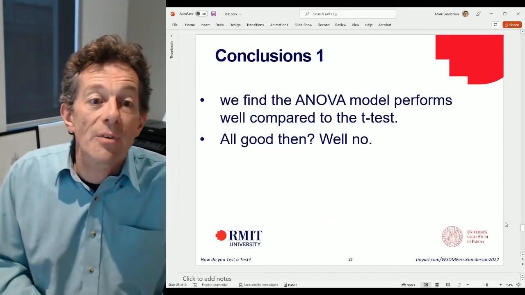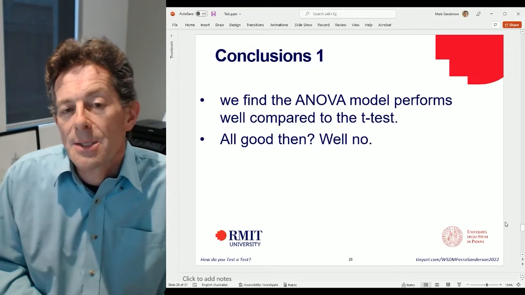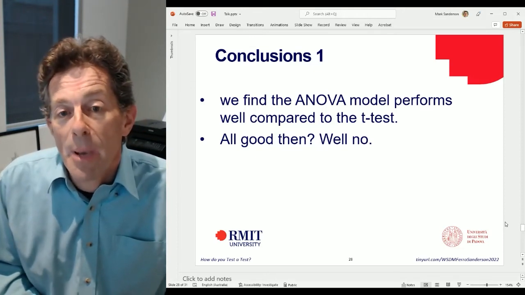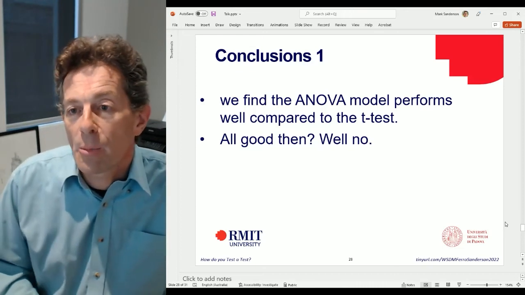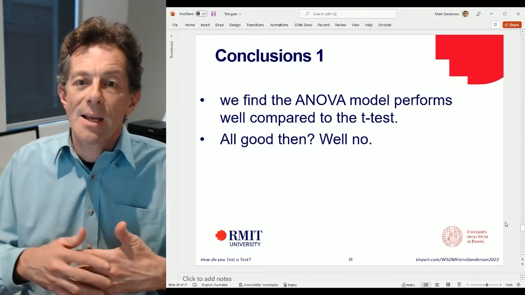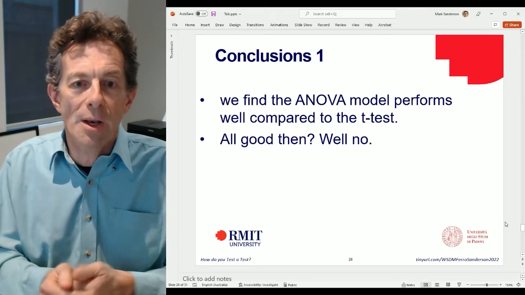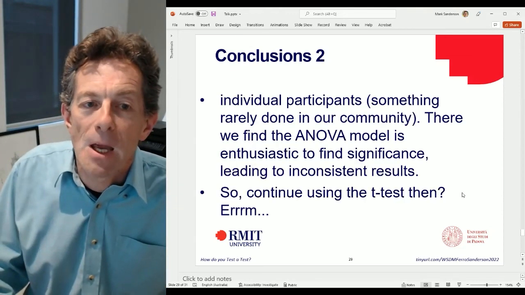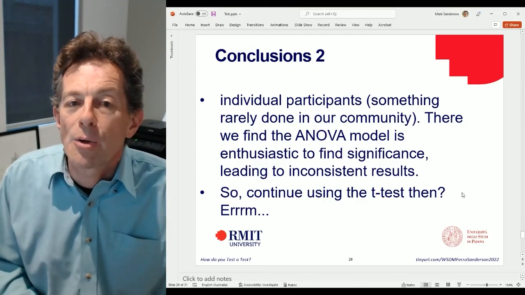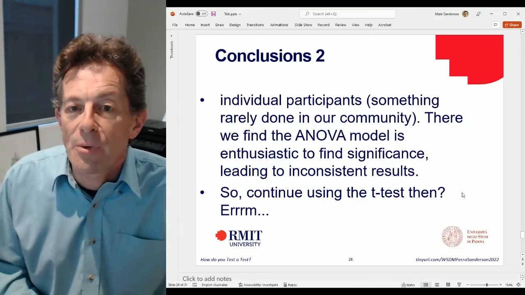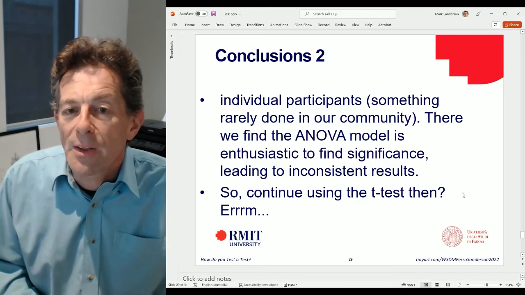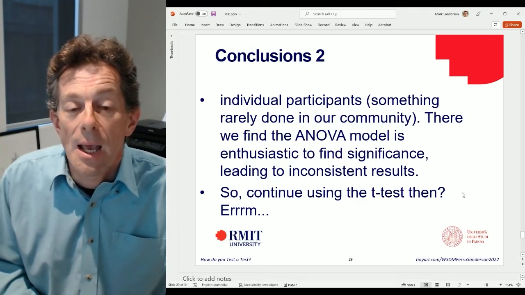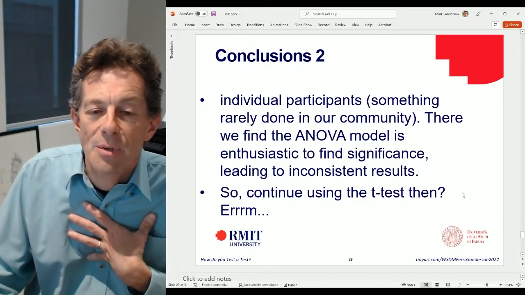Okay, so the conclusions of our work are that we tested this new ANOVA model extensively against the paired t-test, and we found that the ANOVA model, when tested in those standard large participant run situations, actually performs quite well compared to the t-test. However, when we try it on participant-only runs, the runs from just one research group, we find that the ANOVA model is notably over-enthusiastic about finding significance, and that leads to lots of inconsistent results.